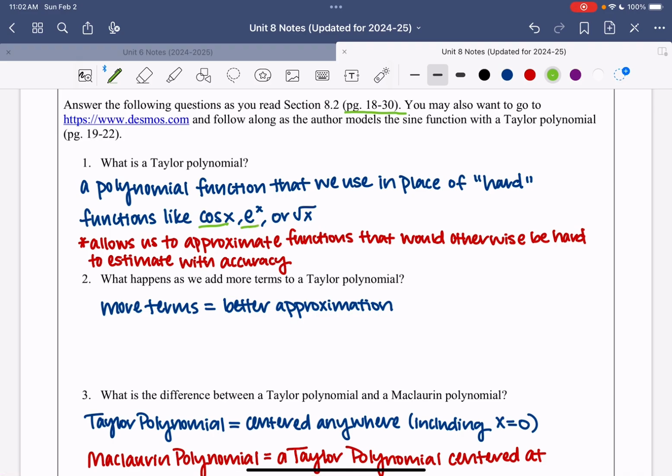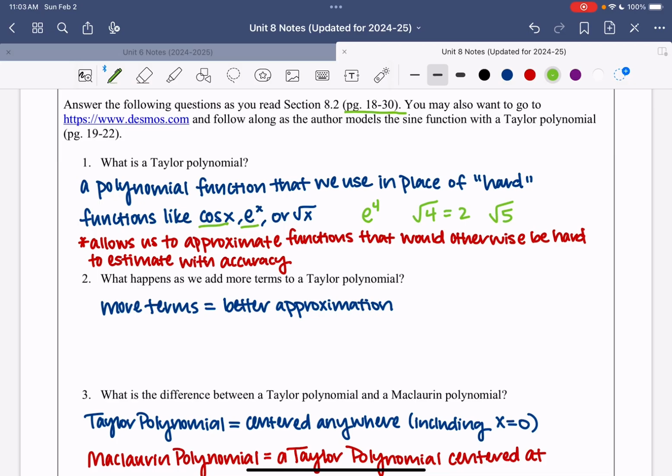Or e to the x. We know that base e is an irrational number, 2.718, on and on and on. If I want to approximate e to the fourth, now I'm multiplying that irrational base 4 times, and it's not easy to approximate what that would be. Or even square root of x. Square root of 4 is great to approximate, we know that's 2, but square root of 5, I know that's going to be somewhere in between 2 and 3, but it's hard to make that estimation. So Taylor polynomials allow us to estimate these functions better.